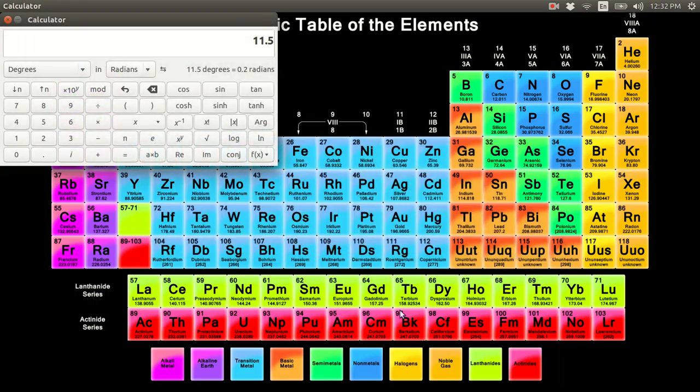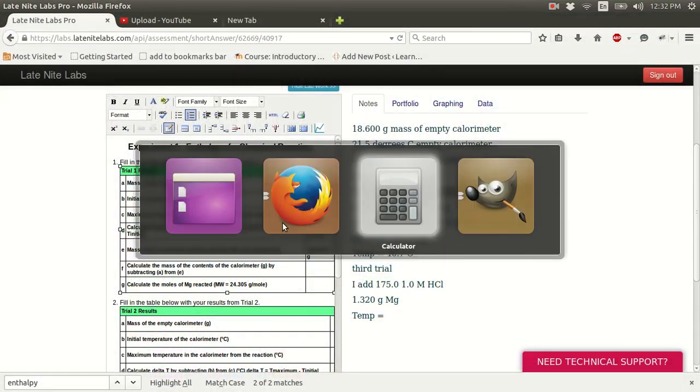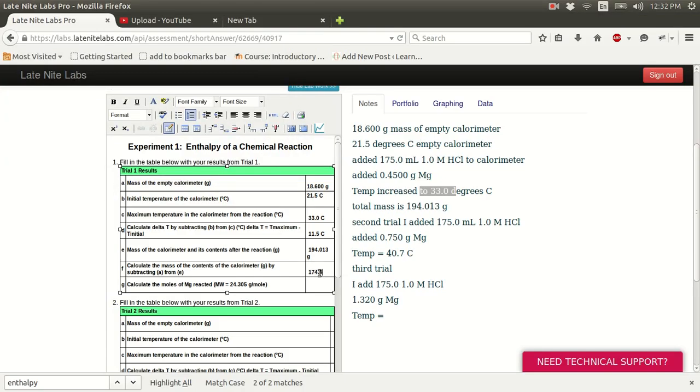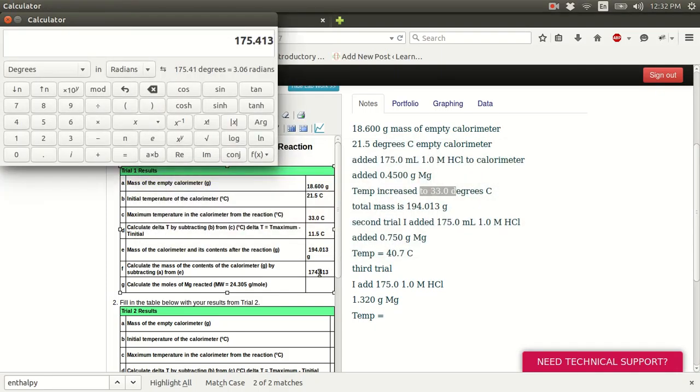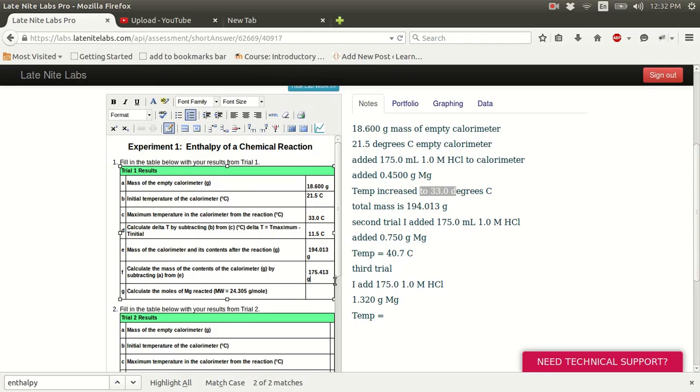Sorry about that. Wow, this is kind of fiddly there. Okay, so by subtraction, 194 minus 18. That's 175.413. Okay, and that's in grams.